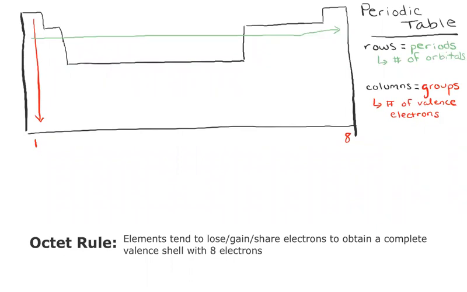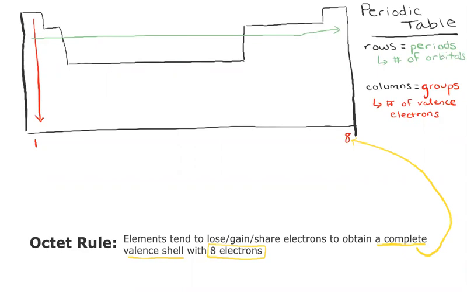So the octet rule tells us that elements will lose, gain, or share electrons to obtain a complete valence shell with 8 electrons. So the key word here is a complete valence shell with 8 electrons. Well, we just talked about how over here we have 8 valence electrons.